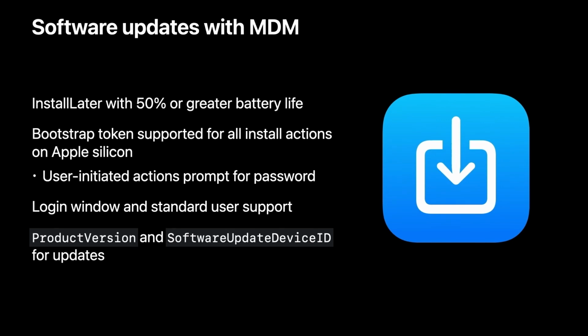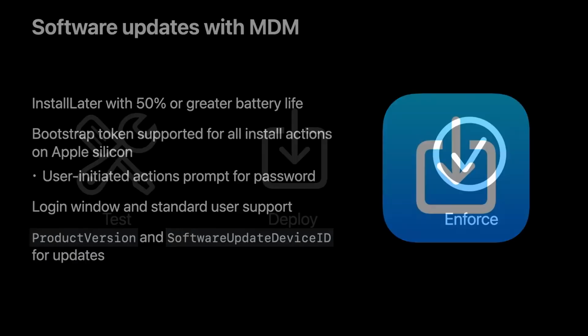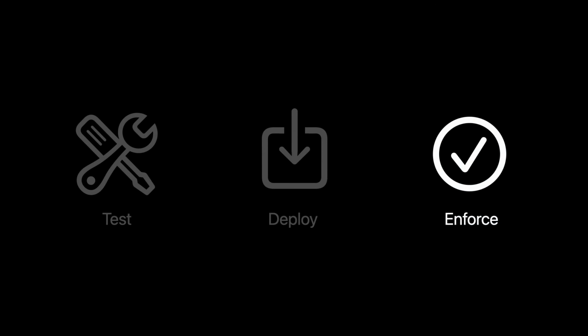During beta cycles, you can use the same version to install the latest available beta as well. For example, sending 12.1 would install the latest available beta of 12.1, even if your device was already running an earlier beta of 12.1. Now let's go through enforcing updates.